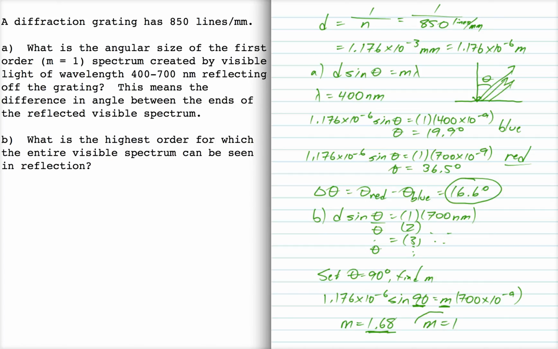We truncate that. We get about one complete order and then about 2/3 of another order. But that second order doesn't work. If you tried to set d sine theta equal to 2 times 700 nanometers, you would get a theta that's impossible. So the second order is not even possible. And that's what this equation down here is telling you.